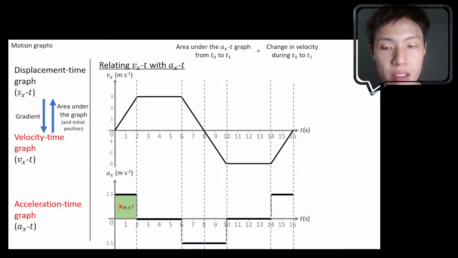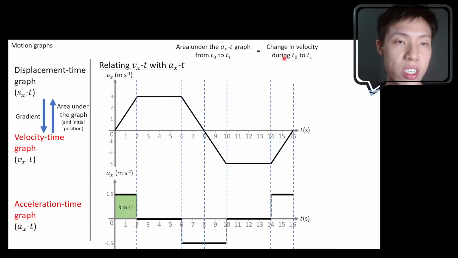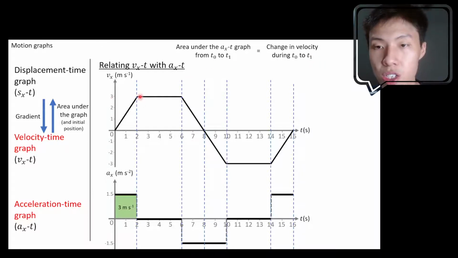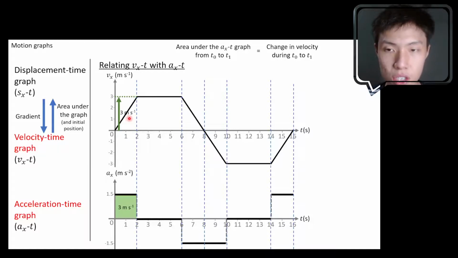So you know that this is definitely related to speed. Okay, so this 3 meter per second here will be equal to the change in velocity during time 0 to time 1. Let's check whether it's true or not. The final velocity at the final moment is 3, and the initial velocity at time equals 0 is 0. So 3 minus 0 is just 3 meter per second. So we prove that it's true. Let's move on to the next section.